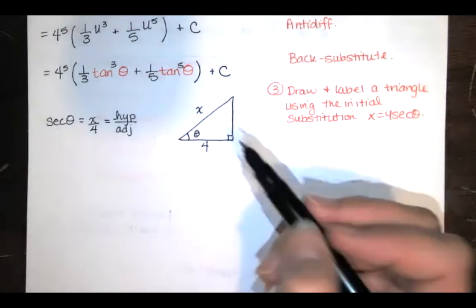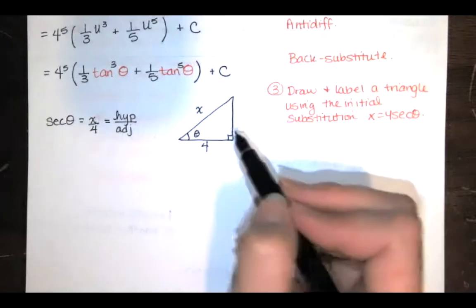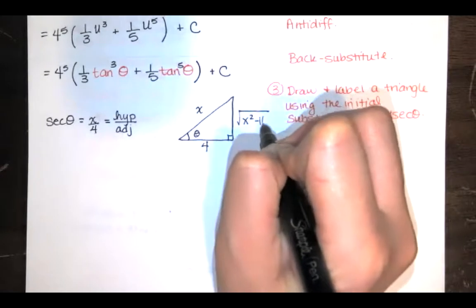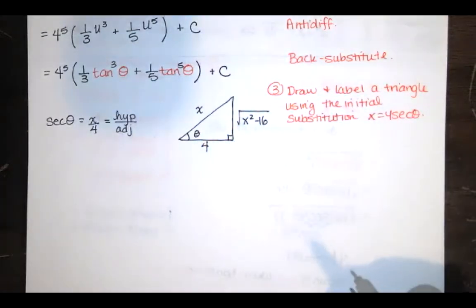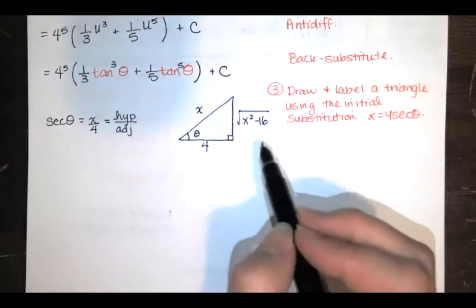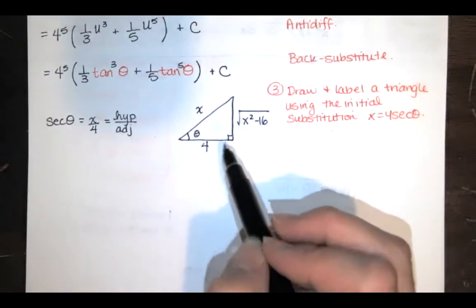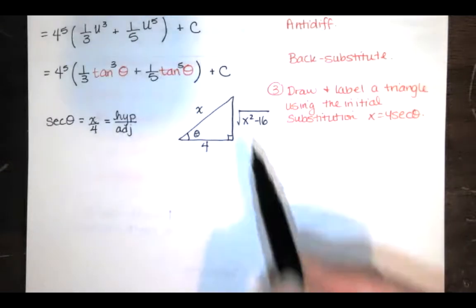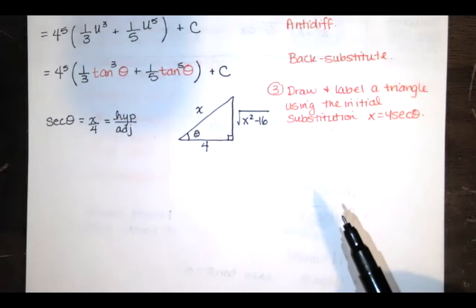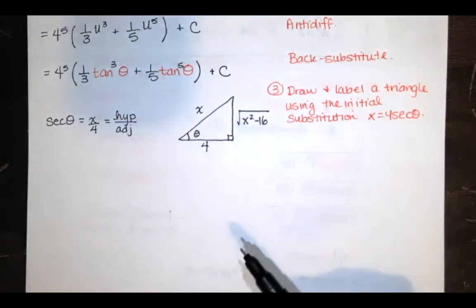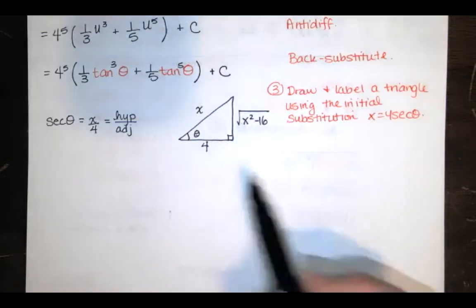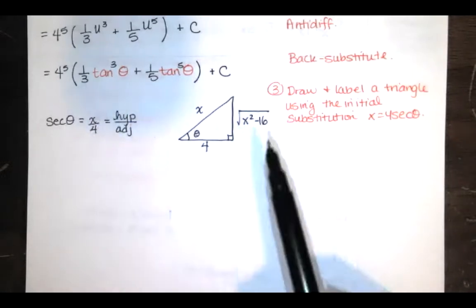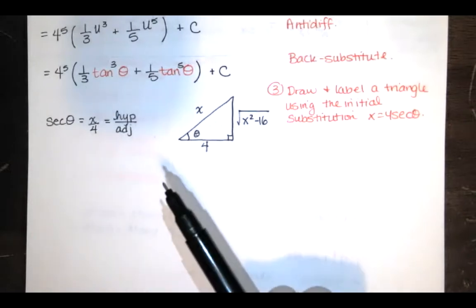And then by the Pythagorean theorem, this squared plus this squared has to equal that squared. So it turns out that this side is the square root of x squared minus 4 squared, or x squared minus 16. Now, if you want, you can go through the Pythagorean theorem and show that if 4 squared plus b squared equals x squared, b must be this expression over here. Okay, so we've drawn our triangle, and the whole point of drawing this triangle is to be able to write this answer entirely in terms of x, not theta.